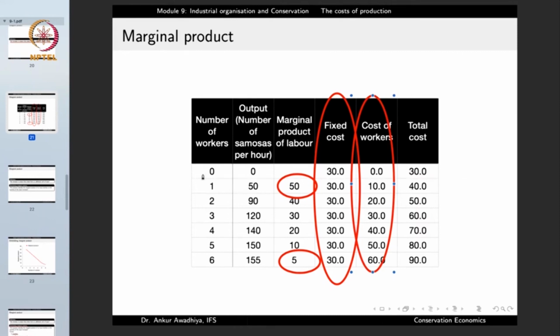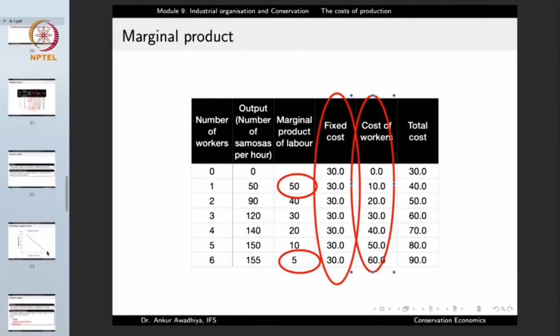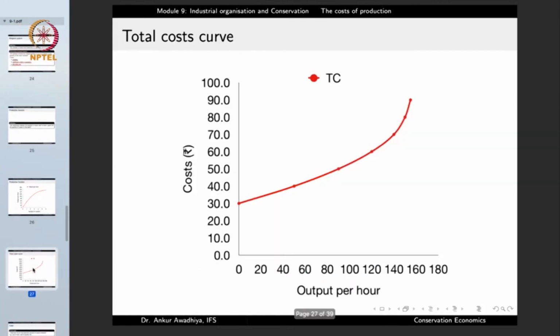When no worker is being employed, the fixed cost is 30 rupees, the variable cost is 0 rupees, and so the total cost becomes 30. When one worker is employed, the fixed cost is 30, the variable cost is 10, and so the total cost increases to 40, and so on. In this particular example, we are not talking about the cost of the other inputs because we are looking at only one input. So the total cost increases when the output increases, and with this we can plot the total cost curve.